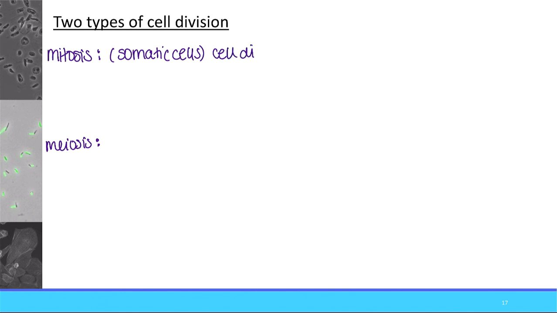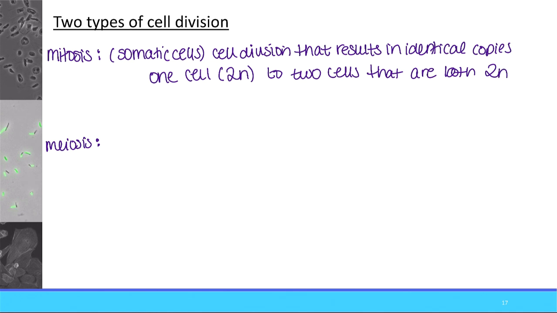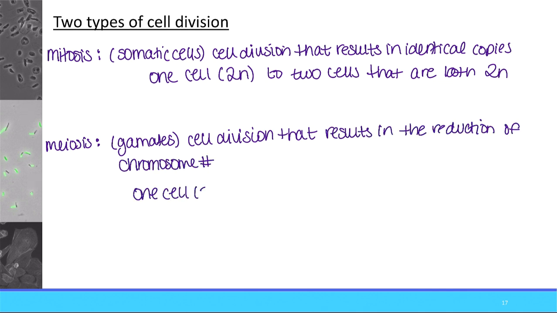And mitosis is going to be cell division that results in identical copies. So we will have one cell that is diploid. So if it is diploid, I should say, and that one diploid cell will then copy and divide, and we will have 2 cells that are both 2N or diploid. In meiosis, this is going to happen when we make and produce gametes, and this is going to be a type of cell division that results in the reduction of chromosome number. So we go from one cell that is diploid to 4 cells that are each haploid.